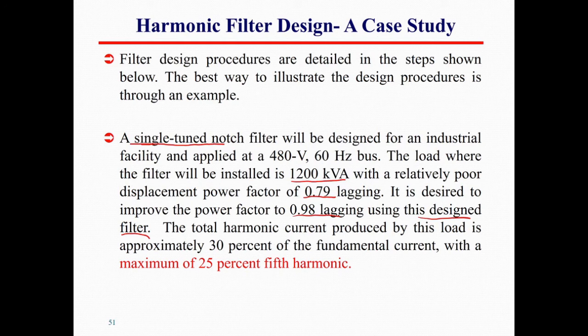Okay, so what we like to do over here, we like to place a filter that will get rid of the harmonic, and also at the same time it will improve the power factor. Also, let's say that the total harmonic current produced by this load is approximately 30% of the fundamental current, with maximum of 25% fifth harmonic. So the fifth harmonic current will be 25% of the fundamental current.